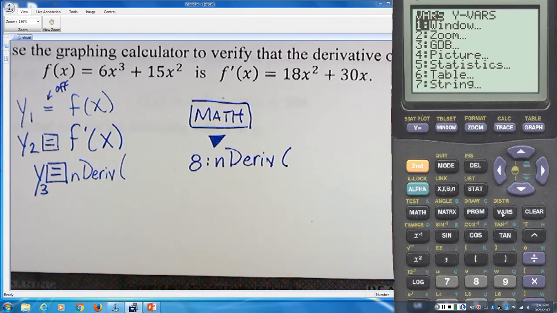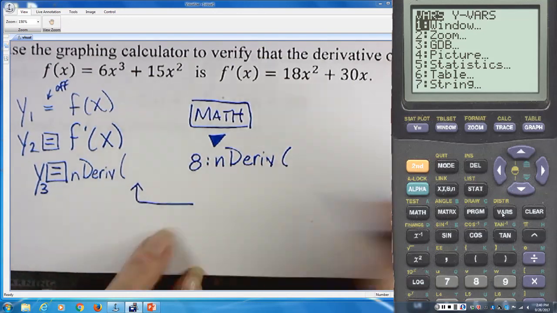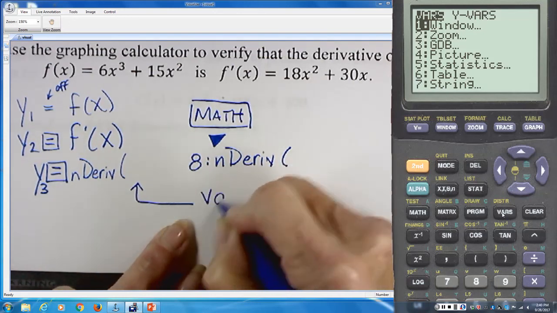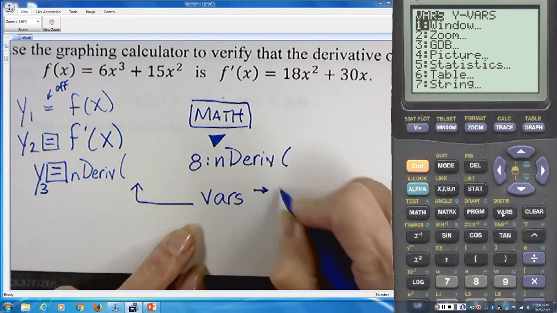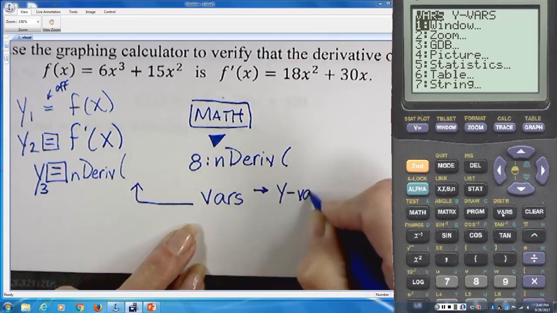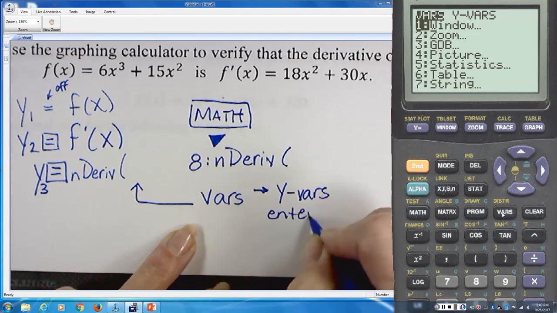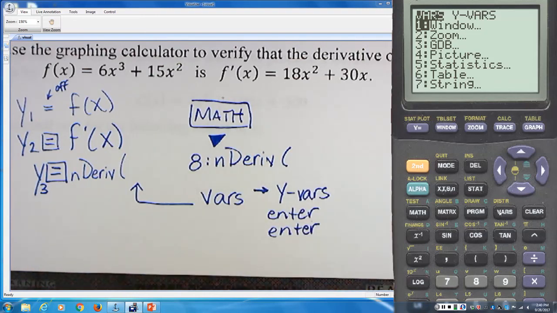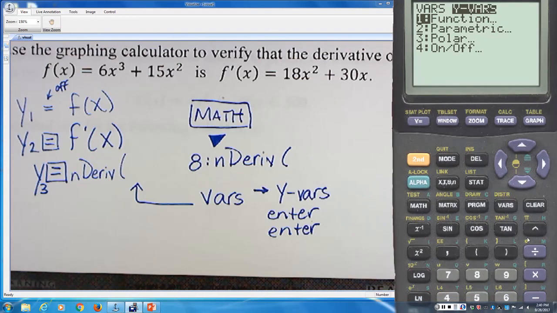To get y1 in there, that's the steps you're going to take. You're going to hit the vars key, go over to y vars, and hit function. Well, it's the same for the 84.